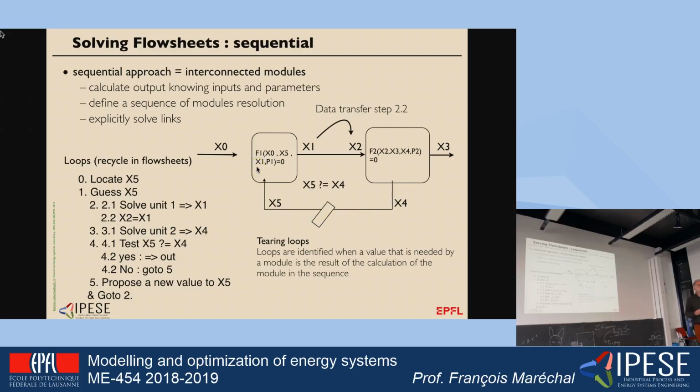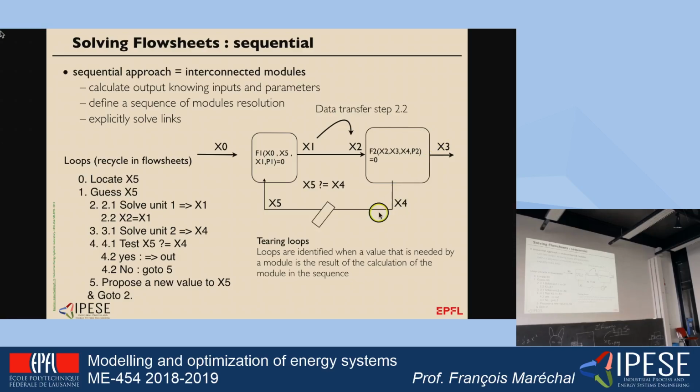Okay? So it's like having an element at the upper side of the LU decomposition. What I'm going to do then is say, I can solve the problem if I know x5. So let's assume a value for x5. Then let's solve this unit here. It can be solved by a sequential approach. Let's calculate x1. Then let's transfer the value of x1 into x2. Then solve the second unit, unit 2 here, to calculate x3 and x4.